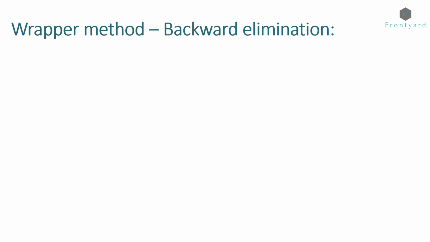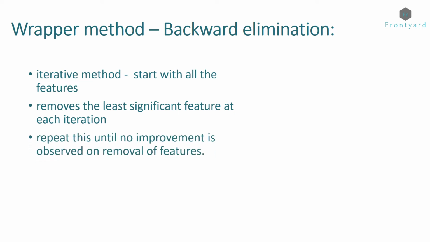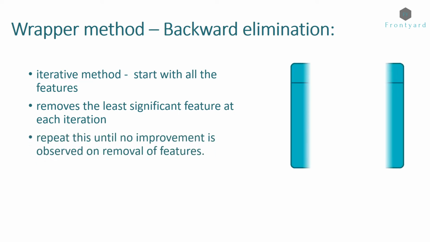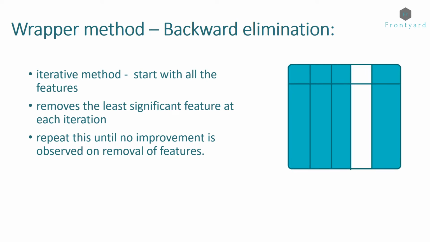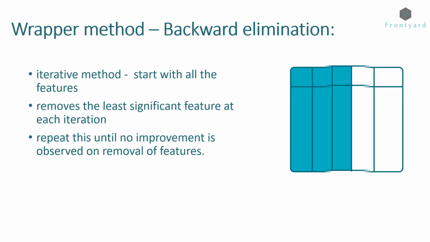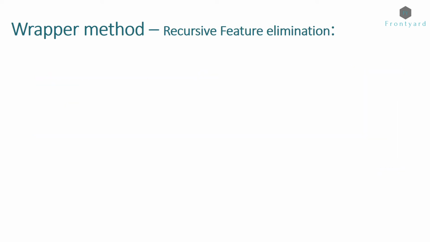Next, backward elimination in wrapper method. In backward elimination, we start with all the features and remove the least significant feature at each iteration. We repeat this until no improvement is observed on removal of features. Let's see an example. Here, each column represents one feature variable. First, we took all the features and measured the performance. Next, we removed the least significant feature and found the performance of the model again. We will do this until no improvement is observed on removal of features.